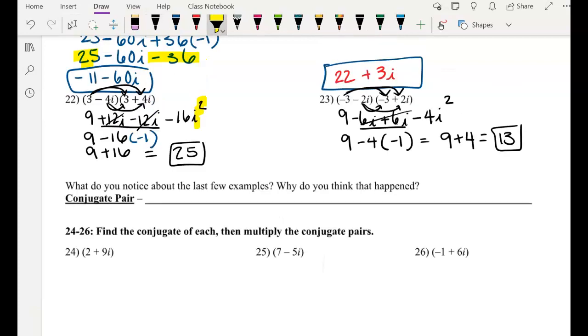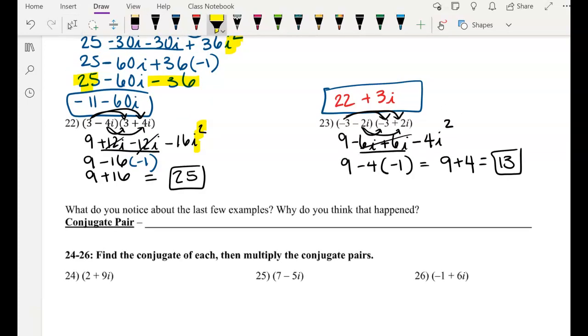Why do you think that happened? So what I want you guys to pay attention to is these right here. What do you notice about those last two examples? Okay, what is the answer? I want you to spell that out, okay?